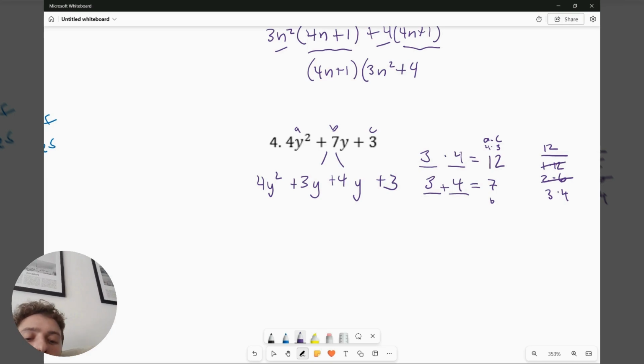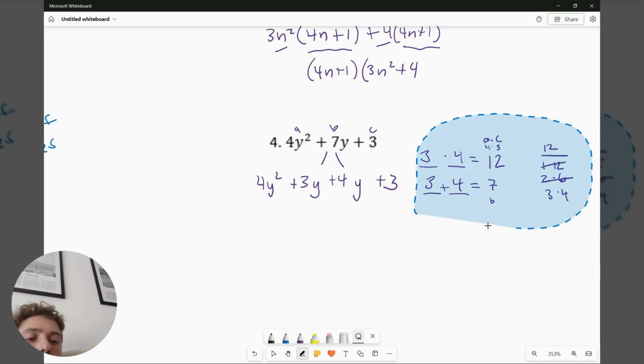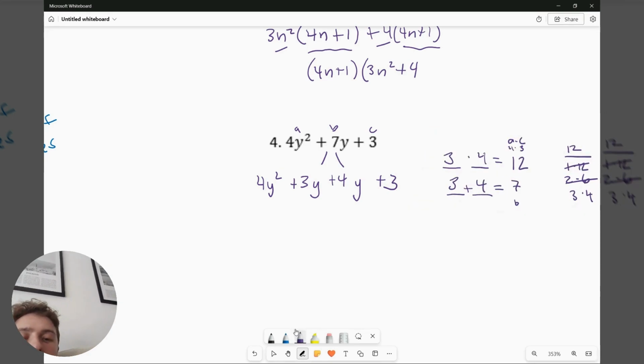From there, notice we now have 4 terms. Once you have 4 terms, we know what that process is. Create your groups. Once you have your groups, divide out your GCF. Whatever you divide by goes in front. Whatever is left inside is in your parentheses.